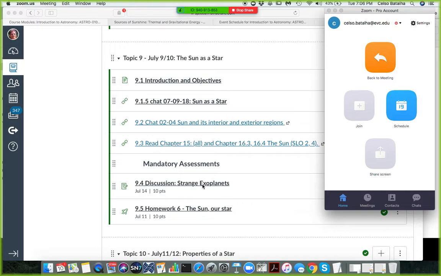So how come in these exo worlds we find exoplanets, Jupiter-sized, closer to the star? So what's going on here? That's the point of discussion, and you have to provide a good answer to that. And we have the homework based on our sun as a star.